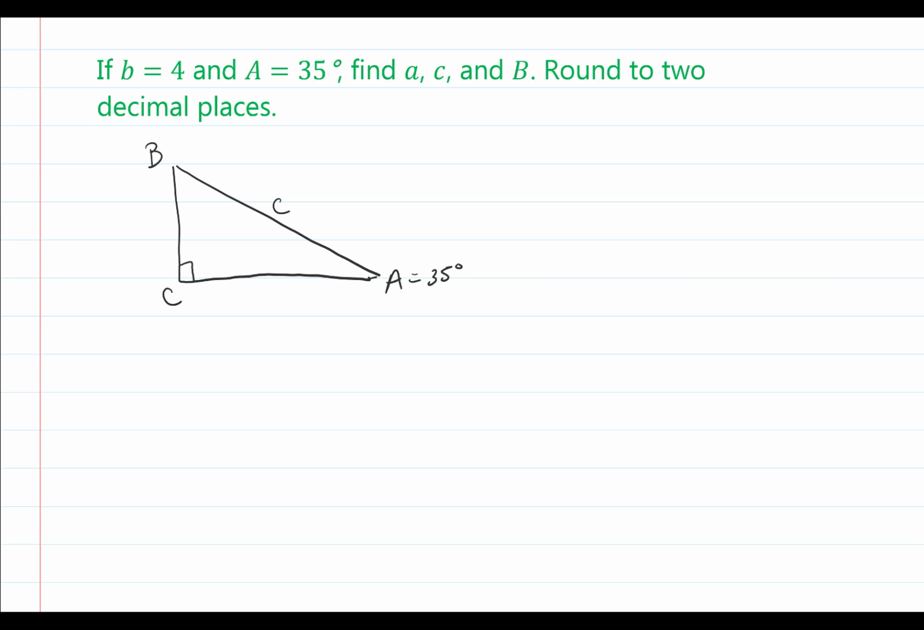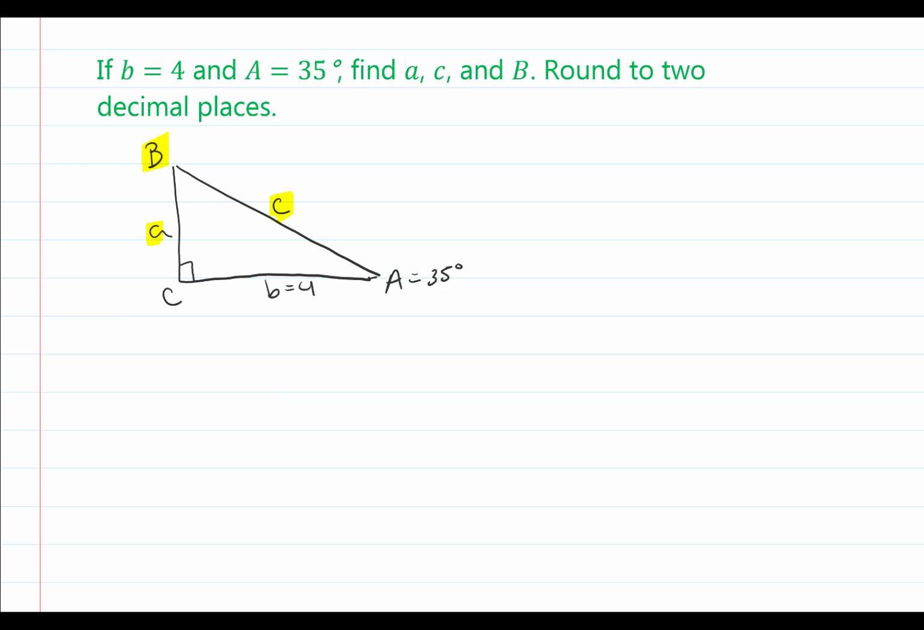Now, side A must be opposite angle A, so this is going to be side A, and side B must be opposite angle B, so this must be side B. So we know side B is also equal to a value of 4. So let's now use this information to find the missing pieces. Now we are being asked to find angle B, side A, and side C, which I will highlight to identify.